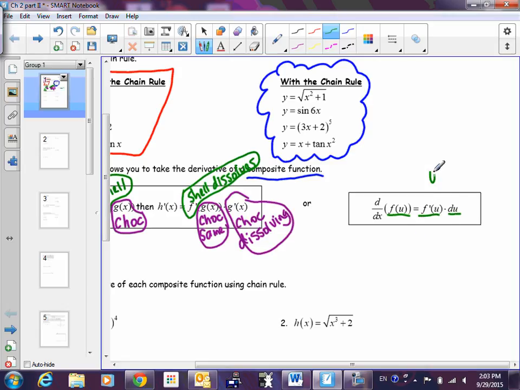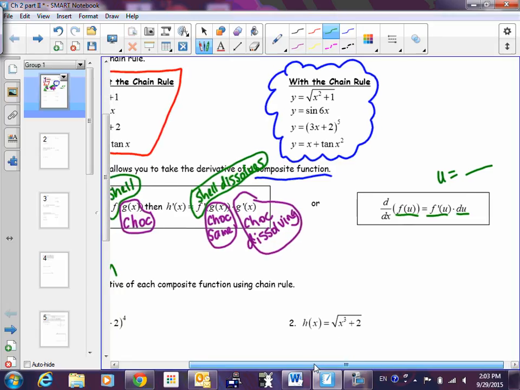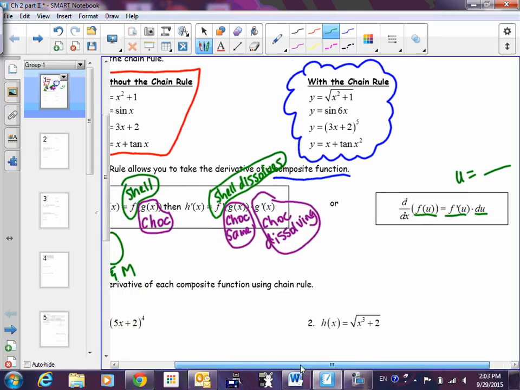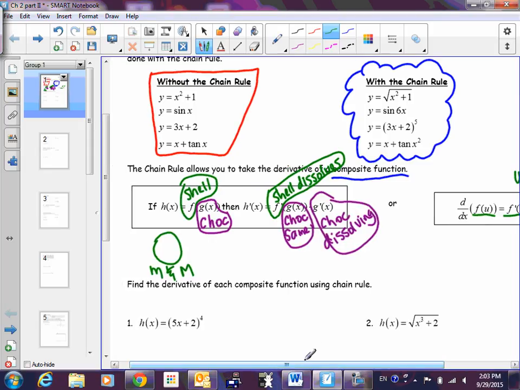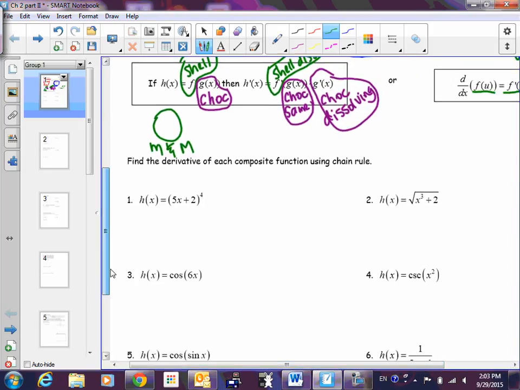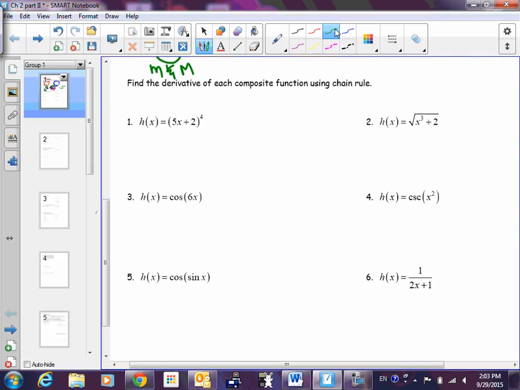Here u just stands for something other than x. It could stand for x, but generally something other than x. I just wanted to throw this out here, and eventually we're going to use that u notation a lot more, but not today. So let's look at problem number 1, and let's use our analogy of the M&M. Well, first, hold on, I'm getting ahead of myself. In this problem, sometimes it's easier to say what the chocolate is. What's the chocolate in this problem?